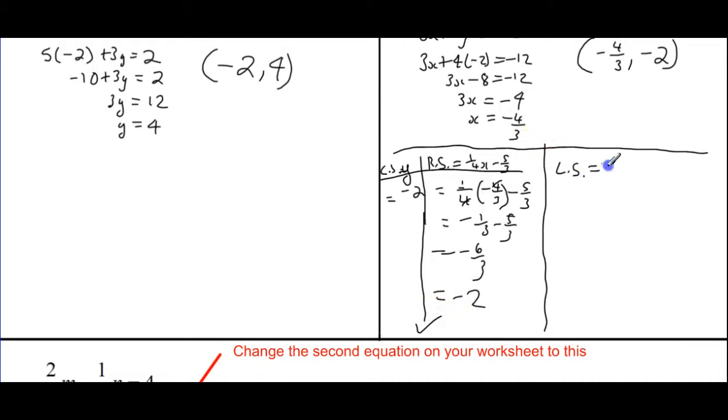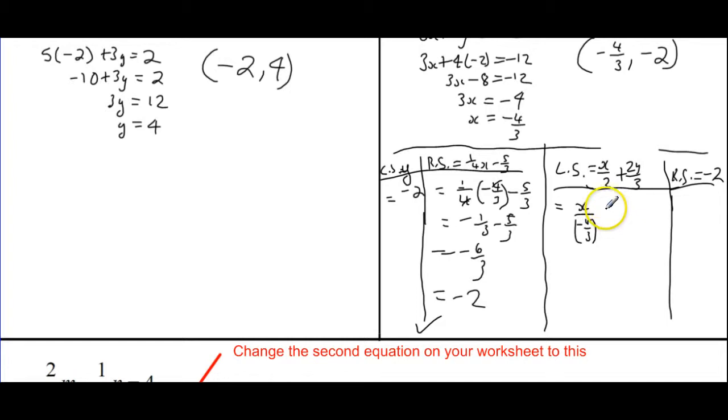And we have the left side is x over 2 plus 2y over 3, and the right side is equal to negative 2. So x over, hang on, x is negative 4/3.